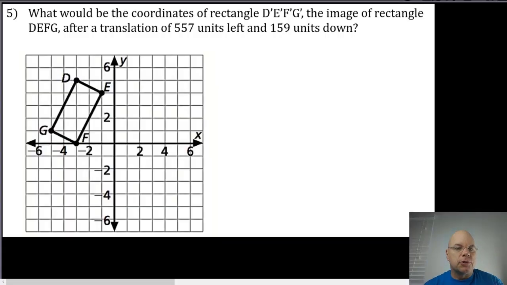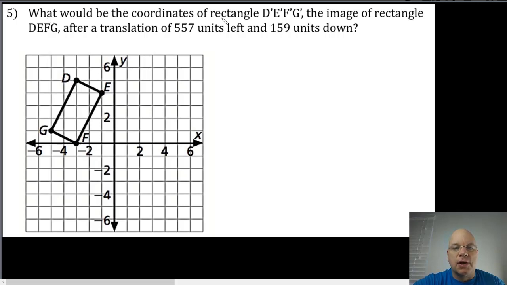Continuing our work with translations and reflections, today we start to use the description of the translation or the reflection to predict the coordinates of the transformed object. So we have to do that on number 5. There's no choice. I'll explain why in just a second.